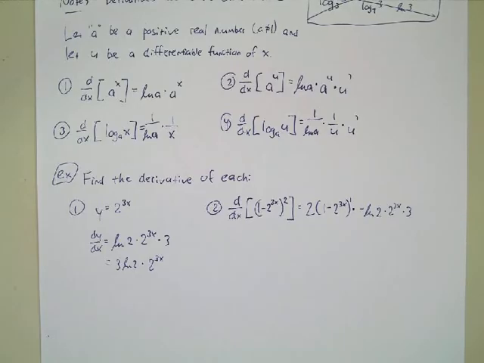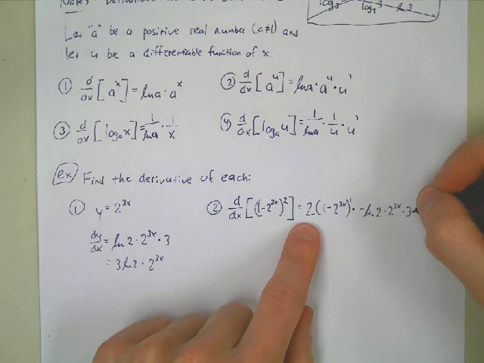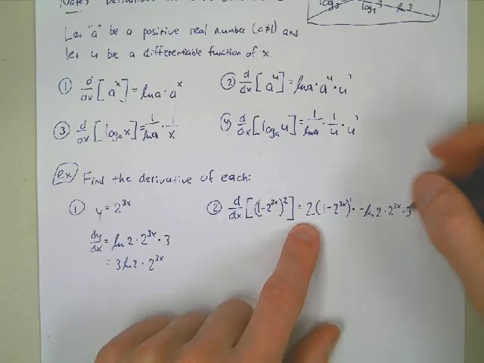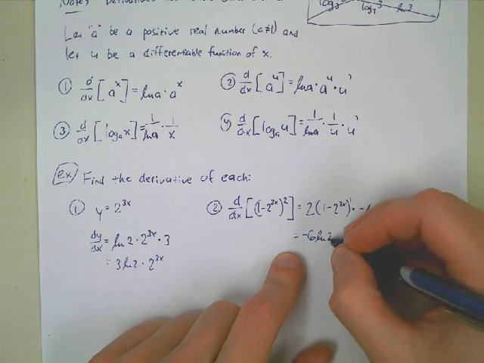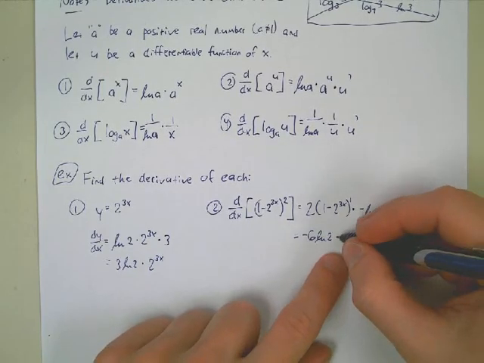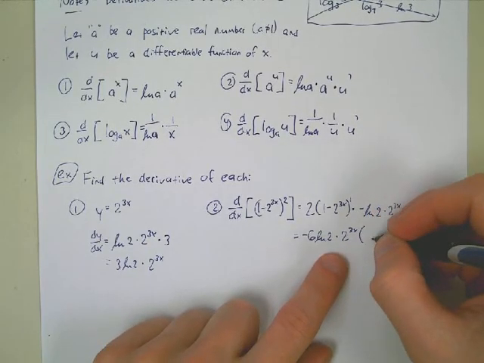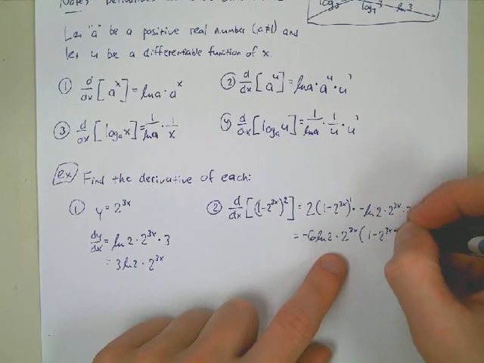So there it is. Pretty messy here. Let's see if we can put this together. So I can do the 3 times the 2 there to give me a 6, but that's negative. So it'll be negative 6 natural log of 2 times 2 to the 3x, times 1 minus 2 to the 3x. Something like that.